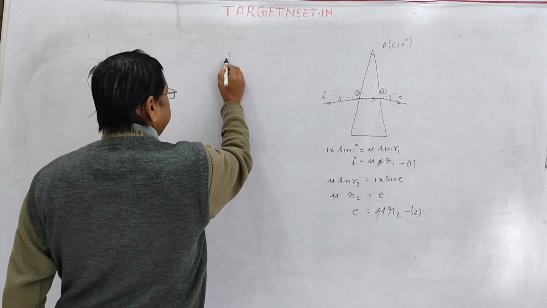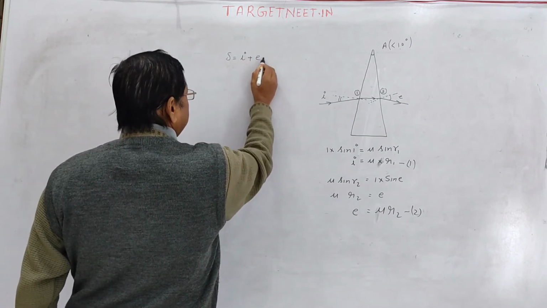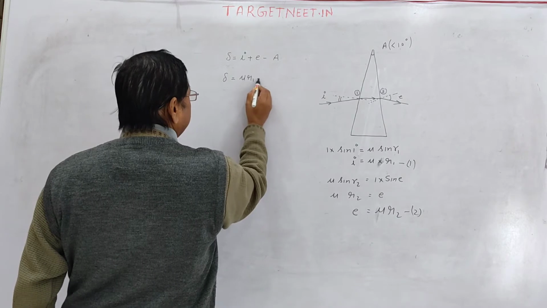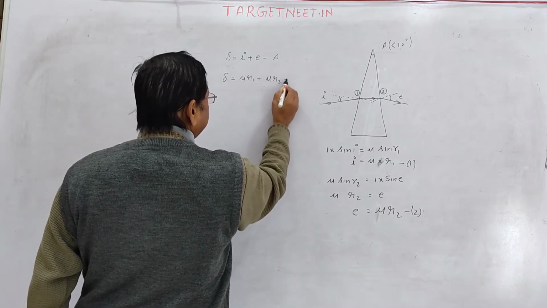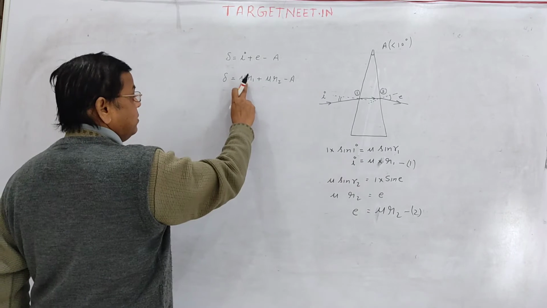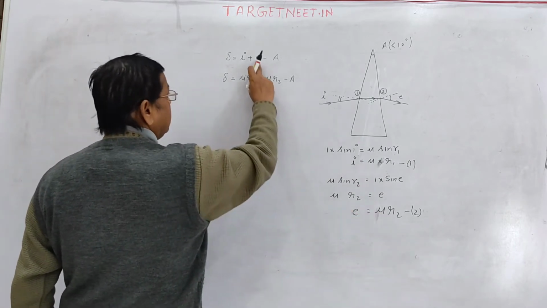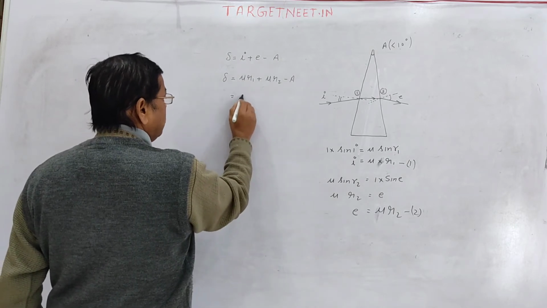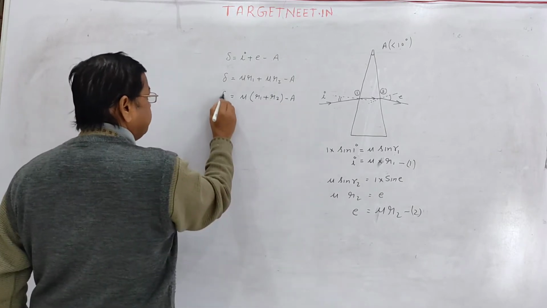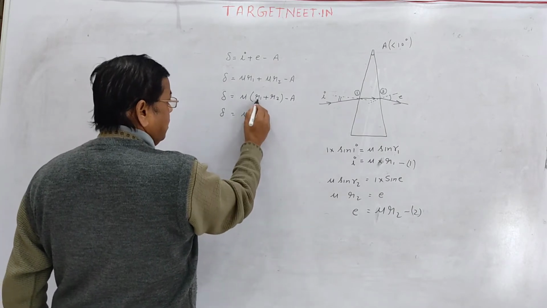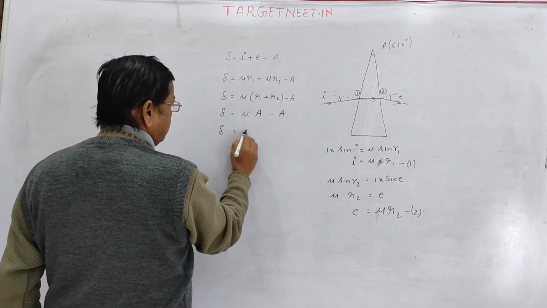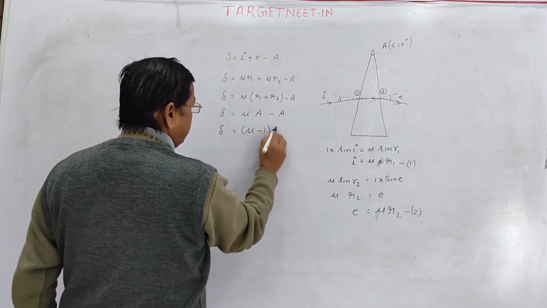Now we know angle of deviation is I plus E minus A, so it is mu R1 plus mu R2 minus A. Putting value of I from equation 1 here, and putting value of E from equation 2 here, so I got this. Now take mu common, R1 plus R2 minus A, and we know that R1 plus R2 is A. So it is mu minus 1 into A.